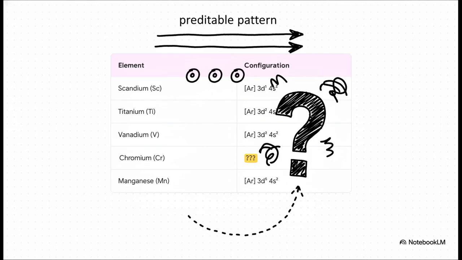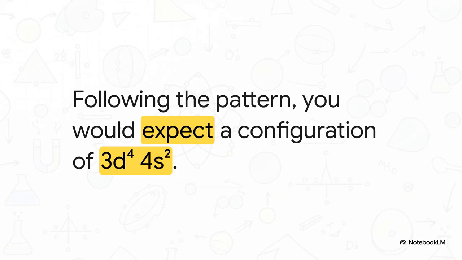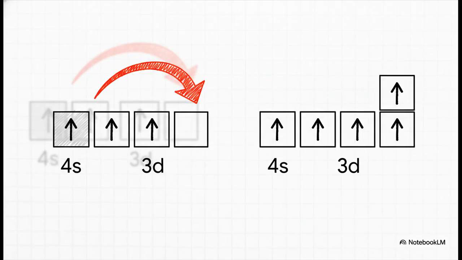So you'd think the next one, chromium, would just follow the pattern, right? Logically, yeah, we just add one more electron to that d orbital and get 3d4. It makes perfect sense. It follows the neat and tidy pattern we just saw. But chemistry just loves to throw a curveball. This is what actually happens.